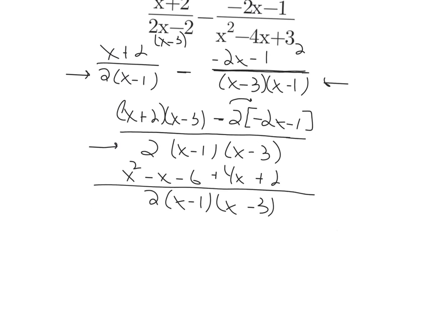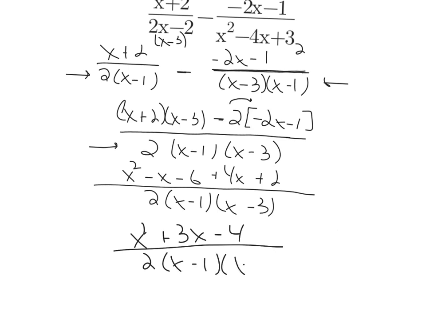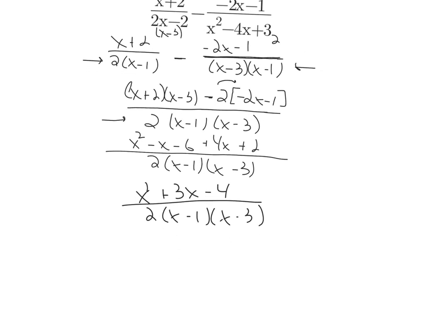Okay, now combine what you can. I've got an x squared, I've got a negative x and a positive 4x, that's positive 3x, I've got a negative 6 and a plus 2, that's negative 4, and I have this, 2 times x minus 1 times x minus 3. Now I'm just looking at my numerator, and it looks like it could factor, so I'm going to try to factor it. I know you're like, man, I thought we were done, and I did too.